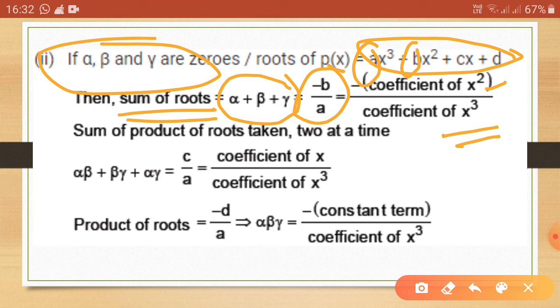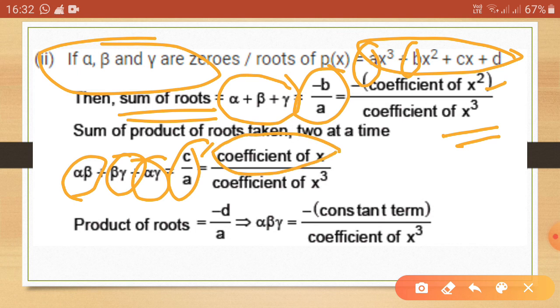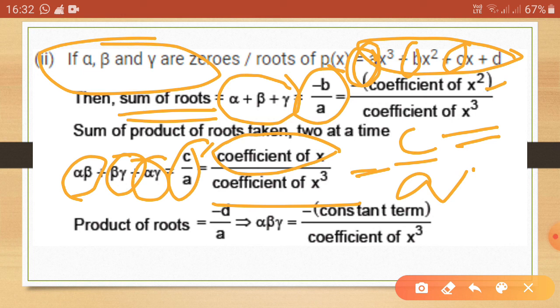And if we sum the product of roots, then it will be alpha beta plus beta gamma plus alpha gamma equal to c by a. C means the coefficient of x, here the coefficient of x is c, and in the denominator it will be the coefficient of x cube, that means a. So definitely it gives us c by a. Okay, so this is the sum of product of roots.